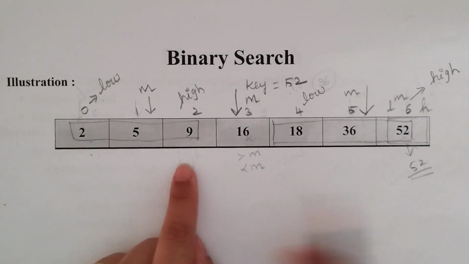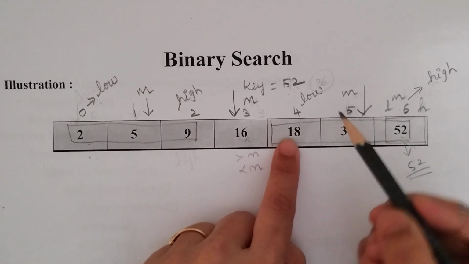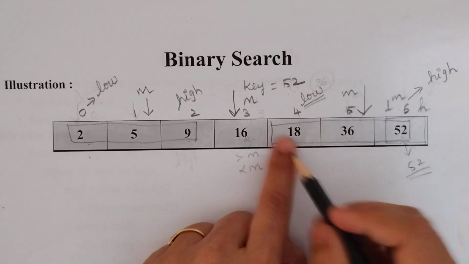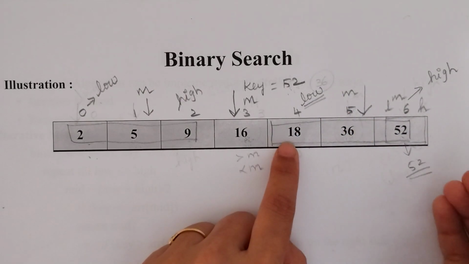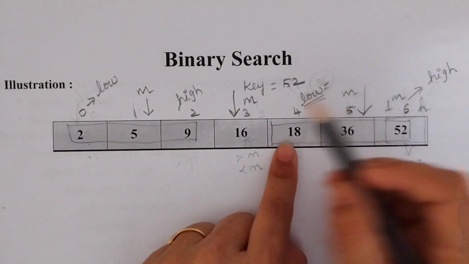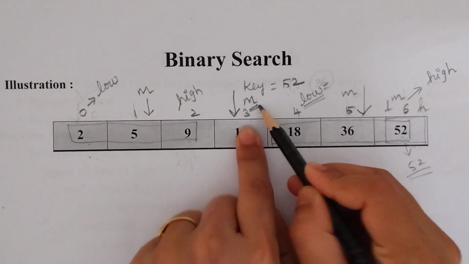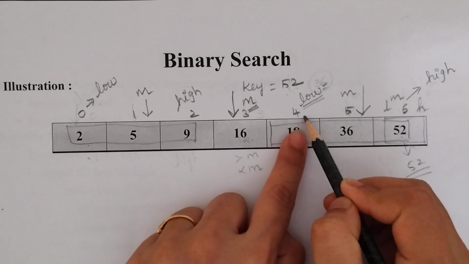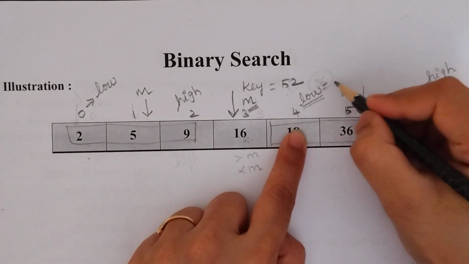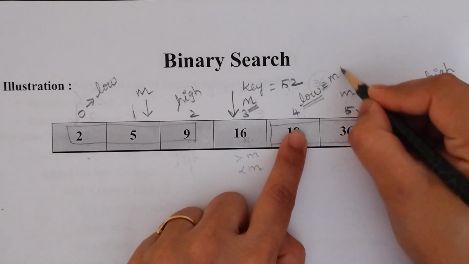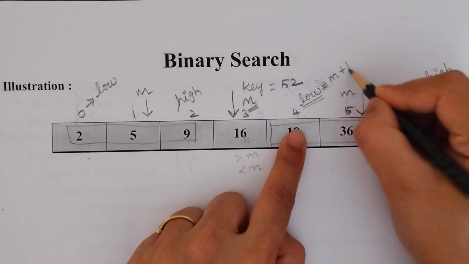And if you see here, coming to this side, my low value gets changed when the array gets divided into the right side. So what is the low value now? You can see this is the middle value. So the middle value plus 1 position is my low value. So how can I write it? Low value equals middle plus 1.